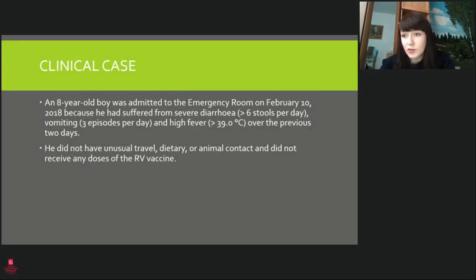I want to present to you a clinical case. An 8-year-old boy was admitted to the emergency room on February 10, 2018 because he had suffered from severe diarrhea, more than 6 stools per day, vomiting 3 episodes per day, and high fever, more than 39 degrees Celsius, over the previous 2 days. He didn't have any unusual travel, dietary, or animal contacts, and didn't receive any doses of rotavirus vaccine.